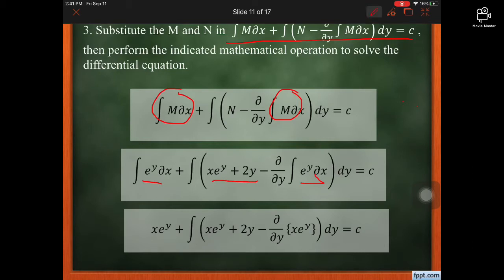So we are going to derive for the x. So in this equation, for the m, we will treat the e raised to y as constant. So we can just take out e raised to y because that is constant, and then integrating the partial derivative of x, that is equal to x. So we have x e raised to y as our integral of m with respect to x. And then just copying the function n. Let's now proceed to the next step.